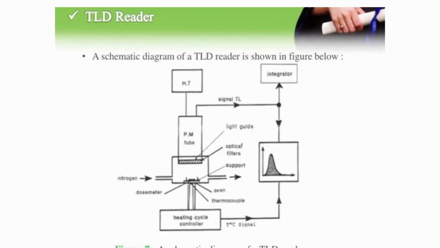So they have a TLD reader. In that TLD reader there is a photomultiplier tube. I will give the overview. There is a photomultiplier tube and a heating cycle controller, and here you can see the glow curve, a dose meter which measures the dose, an oven, a thermocouple device and optic filters, because you are going to receive signals in terms of visible light. So this is the basic architecture of a TLD reader, which processes your TLD and gives you the dose report or dose of the individual.